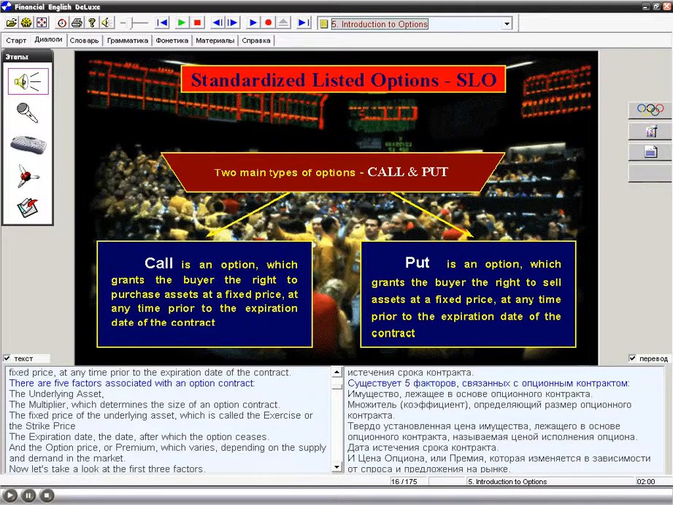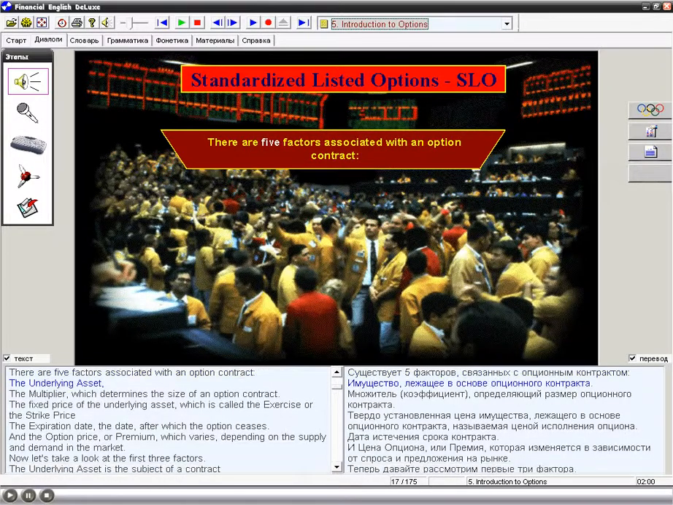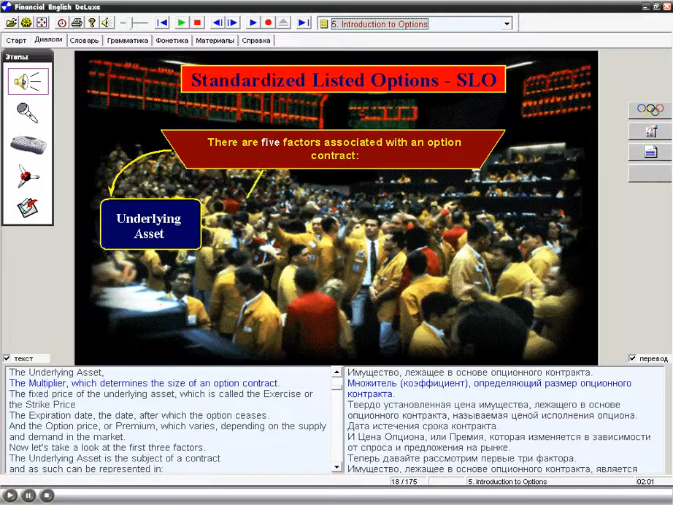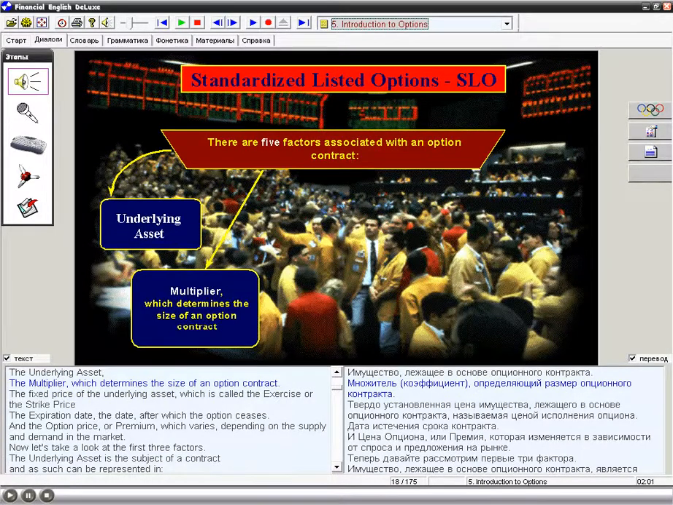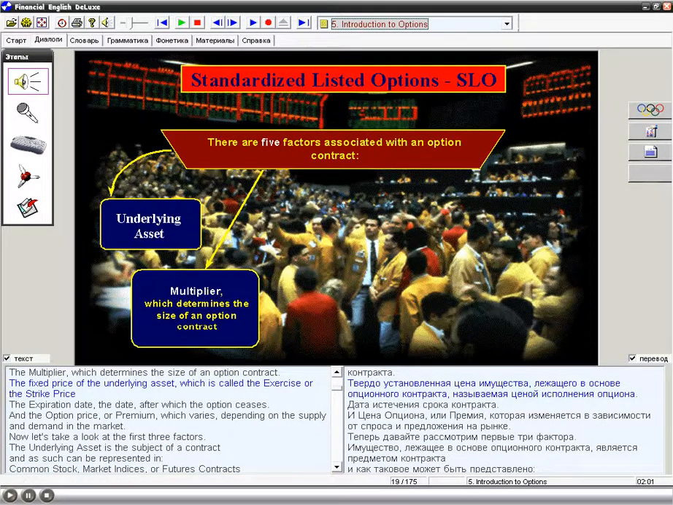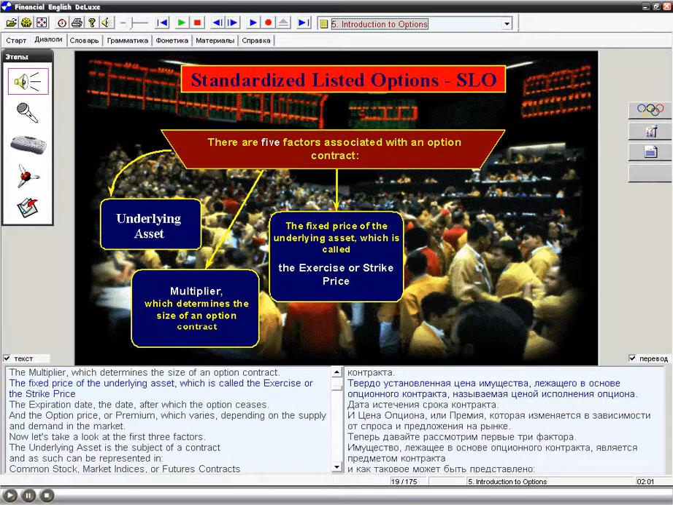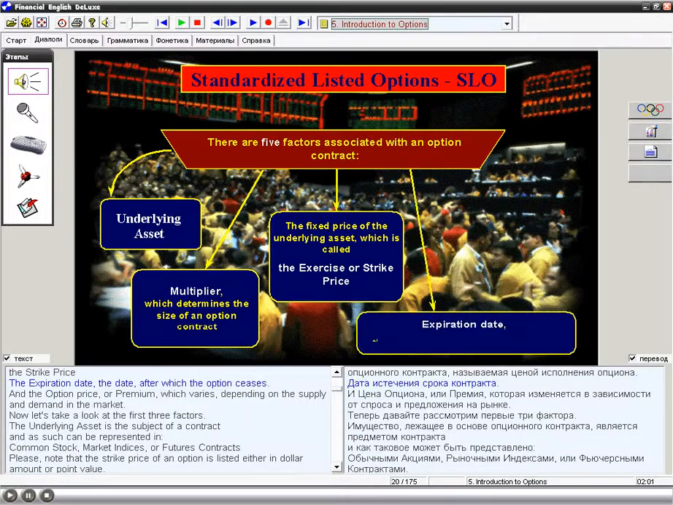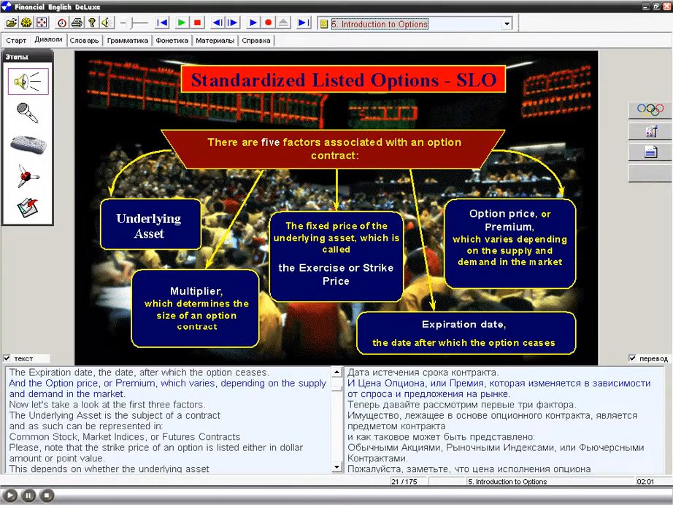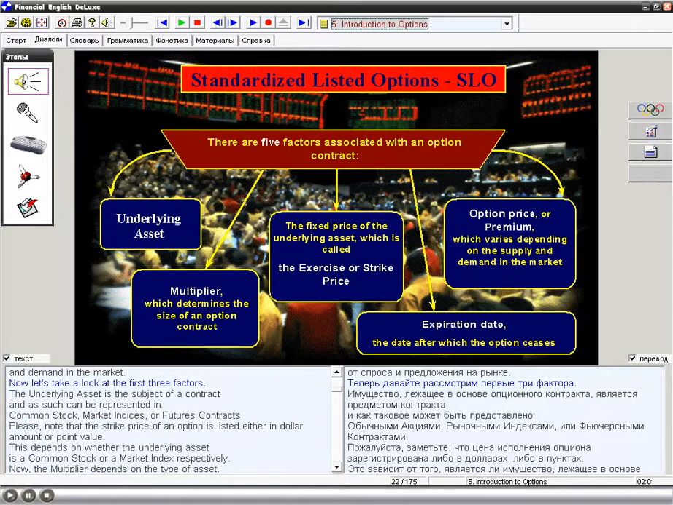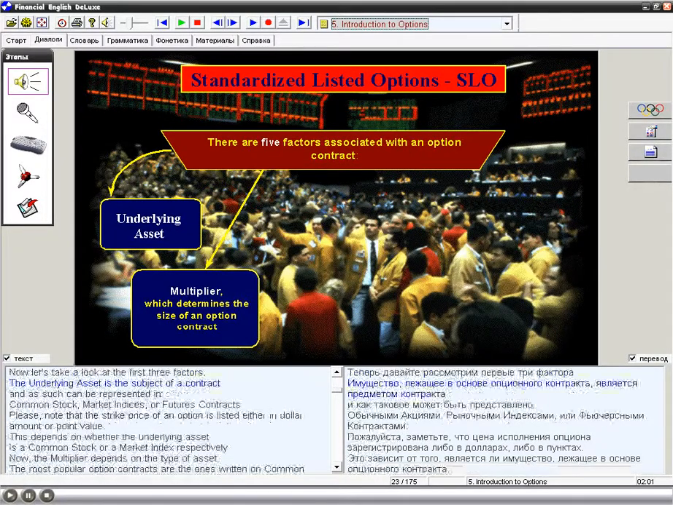Now, there are 5 factors associated with an option contract: the underlying asset, the multiplier, which determines the size of an option contract, the fixed price of the underlying asset, which is called the exercise or strike price, the expiration date, the date after which the option ceases, and the option price or premium, which varies depending on the supply and demand in the market. Now let's take a look at the first 3 factors.